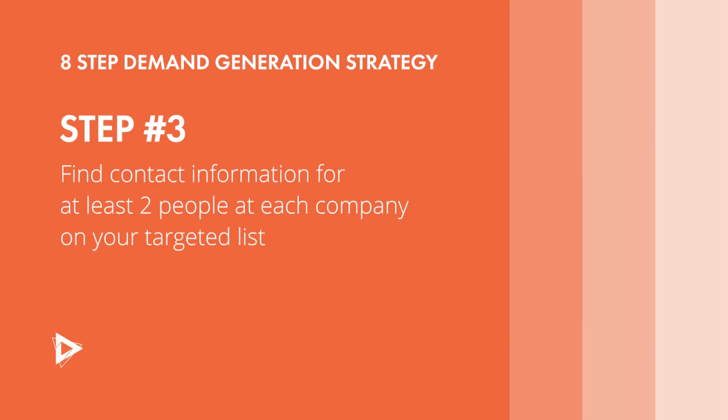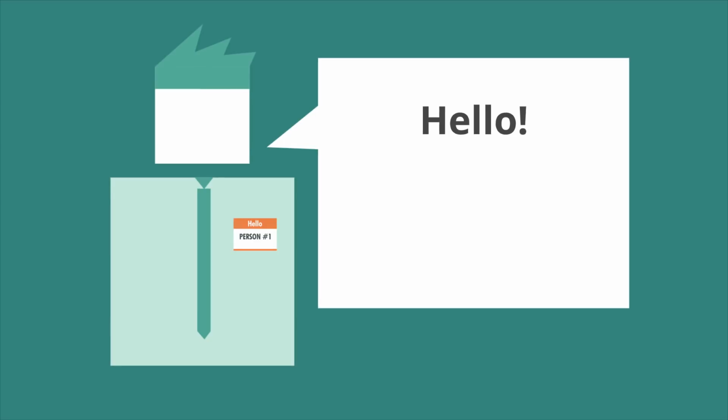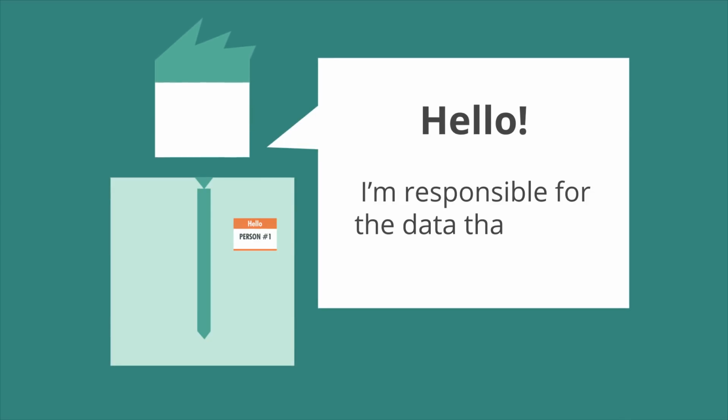We have our list, we've got our data point. Now we need all the contact info for two people at the company at least. The first person is the person who's responsible for the data that you're reporting on. In other words, we would want to find the digital marketing manager at these companies or the demand generation manager at these companies, who we know is oftentimes responsible for digital or website related marketing.